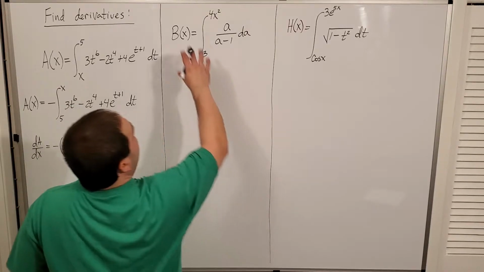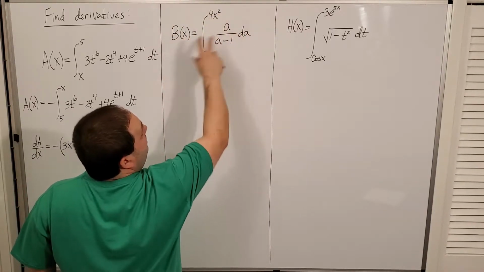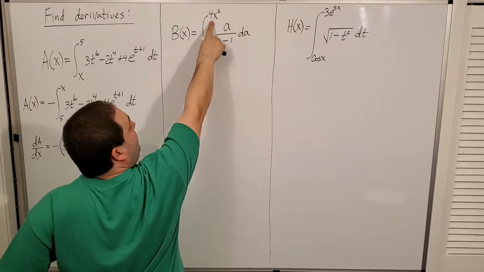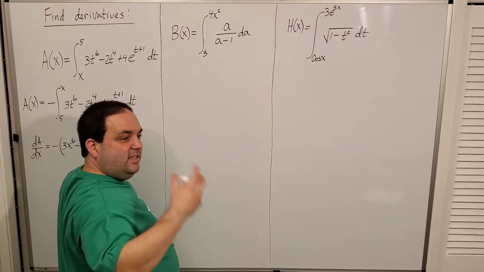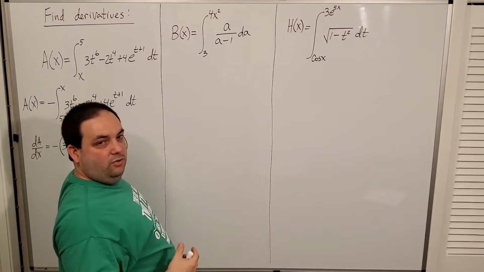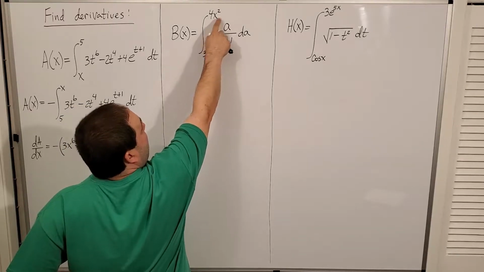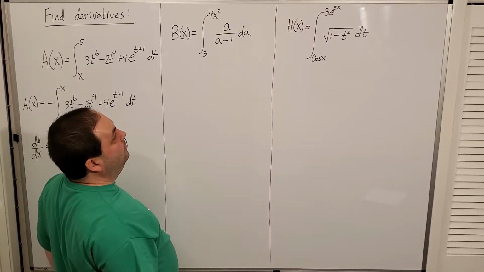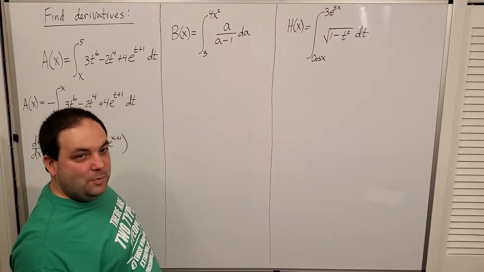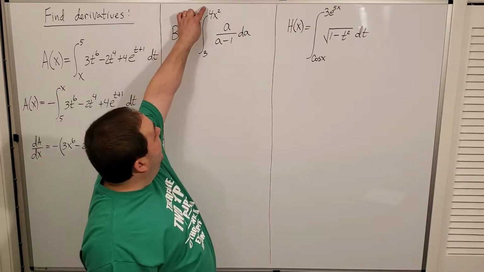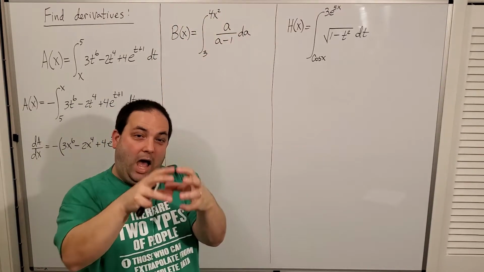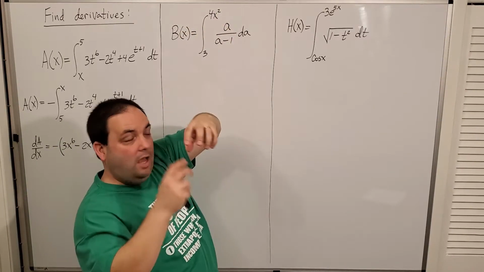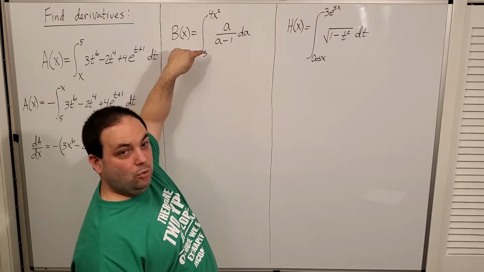Now, b of x. Looks like a straight up setup before. I don't have to switch anything. But wait, there's something else other than just x in there. X is a function inside of a function now. Not just x, I mean the thing that has x in it is also a function. It's not just x anymore. Well, that's okay. That just means it's a chain rule, right? Because I have a function inside of another function, right? 4x squared is a function as the inside, and the outside function is the integral.